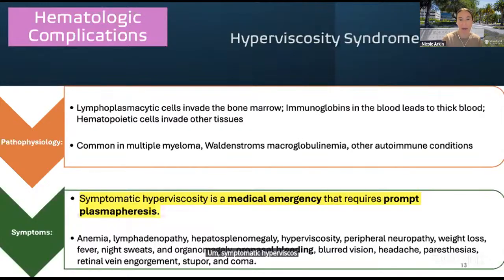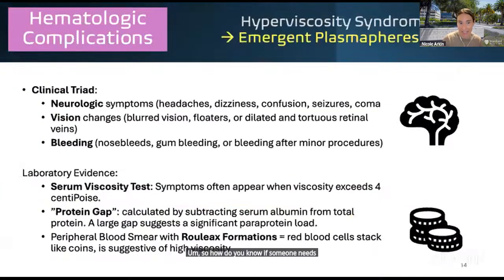Symptomatic hyperviscosity is a medical emergency, and the treatment of choice is plasmapheresis, which essentially removes the clones from the blood and restores normal viscosity. How do you know if someone needs that? We only do plasmapheresis for symptomatic patients because it's very resource intensive, expensive, and exposes the patient to blood products. Symptoms can include anemia, profound lymphadenopathy, organomegaly and hepatosplenomegaly, peripheral neuropathy, weight loss, fevers, night sweats, and potentially the most specific would be oronasal bleeding. They can also have neurologic complications of blurred vision, headache, and then severe consequences like stupor and coma.